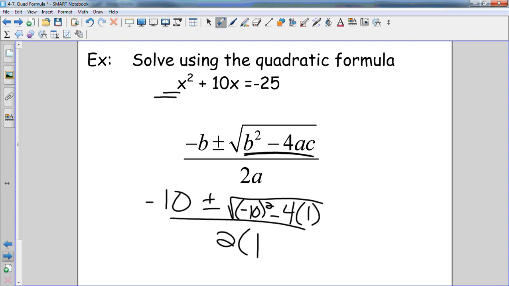Plus, oh, what did I do? I forgot to do something. What's c? Yeah, I forgot to solve for 0. My fault. Or set the equation equal to 0. Add 25 to both sides so that I have it in standard form. My fault. So what's c? 25. There we go.